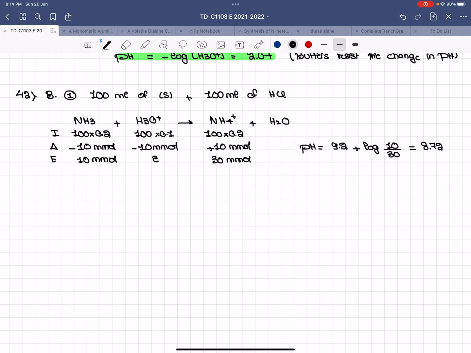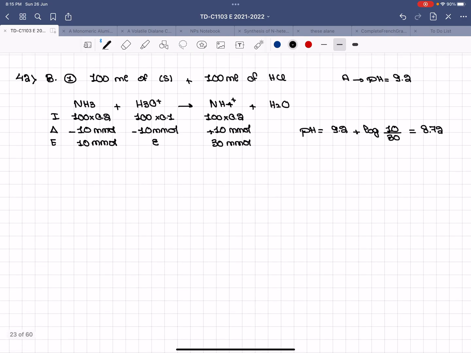From part A, the pH is 9.2. So it's a drastic change, but it's not too much. Now let's see what happens in part 2 when you add NH3 plus H3O+ giving NH4+ and H2O. Initially I had 20 millimole. This time you add 20 millimole of H3O+ because it's 200 ml times 0.1, and 20 millimole of NH4+. Both of them are limiting.